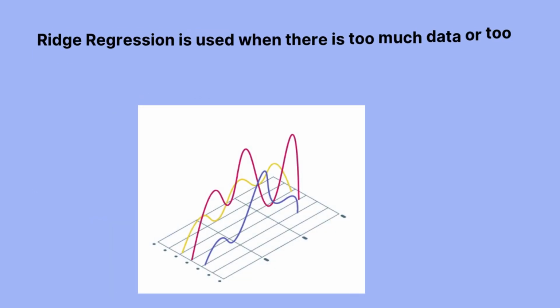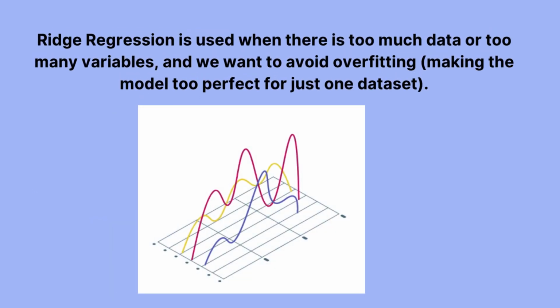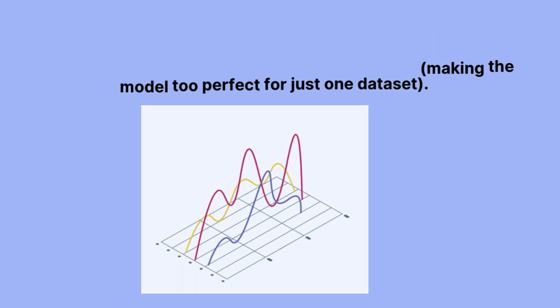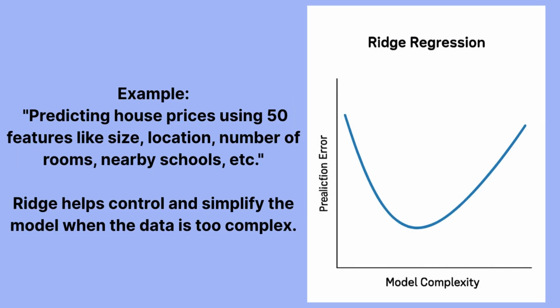Ridge regression. Ridge regression is used when there is too much data or too many variables, and we want to avoid overfitting, making the model too perfect for just one dataset. Example, predicting house prices using 50 features like size, location, number of rooms, nearby schools, etc. Ridge helps control and simplify the model when the data is too complex.